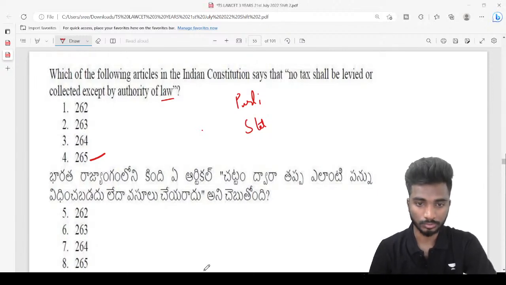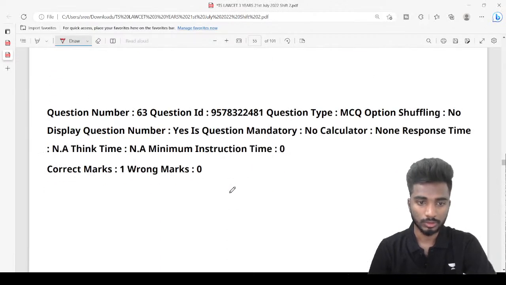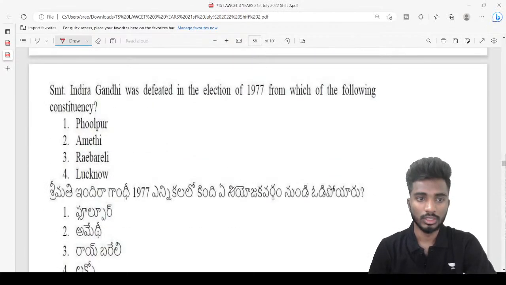Next question. Indira Gandhi was defeated in the election of 1977 from which of the following constituency?